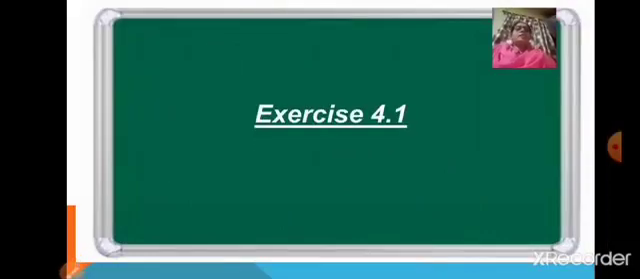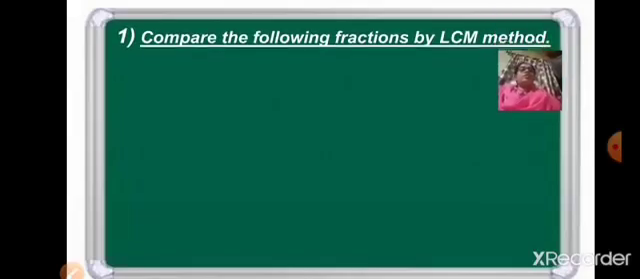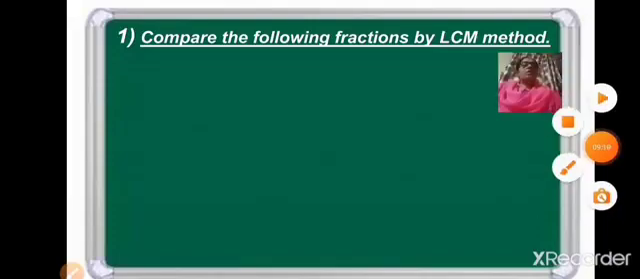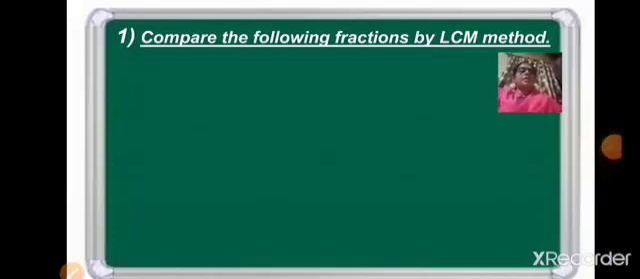So based on this, let us start with our exercise 4.1. You have to solve it in your notebook also. Compare the following fractions by LCM method. Fractions will be given to you. You have to compare them using the LCM method. So 3 steps you have to keep in mind. The first step is to find the LCM of the denominators, the second step is to make the denominators equal to the LCM, and the third step is to compare the fractions or compare the numerators.